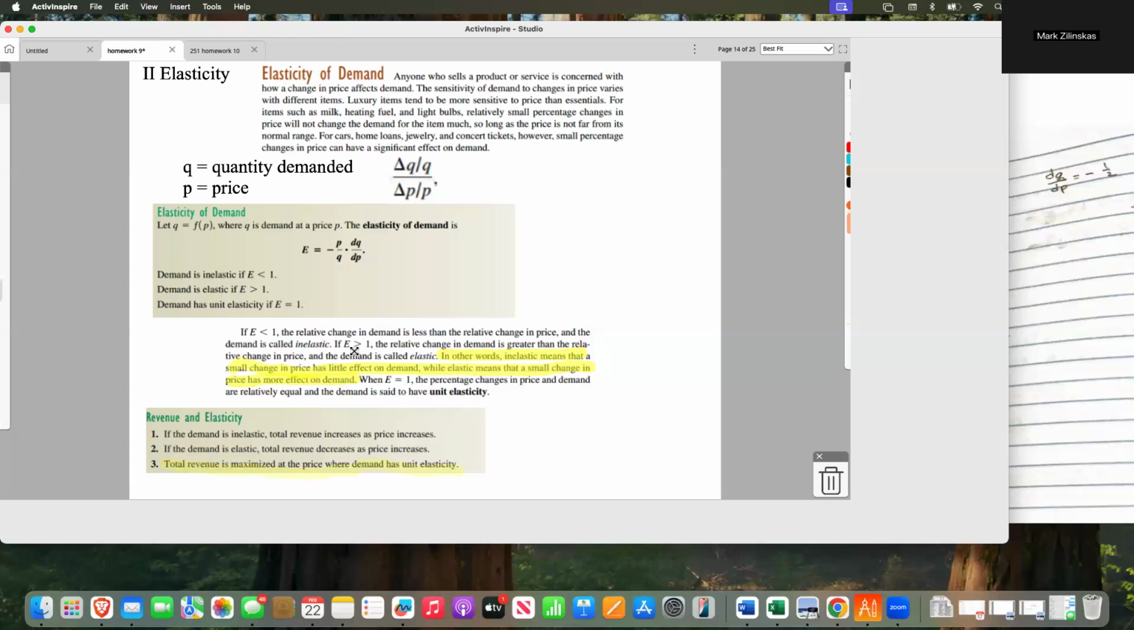And so basically they summarize it here, and I highlighted that: if it's inelastic, it means a small change in price has little effect on the demand. Whereas if it's elastic, a small change in price has more of an effect on the demand. And when we're right at one, the percentage changes of price and demand are relatively equal. Depending on what you're manufacturing and selling, we'll leave that to you business majors. But we're going to get into how to determine that number here.